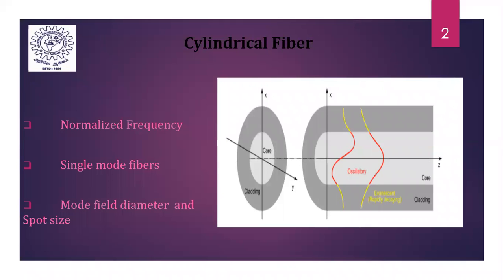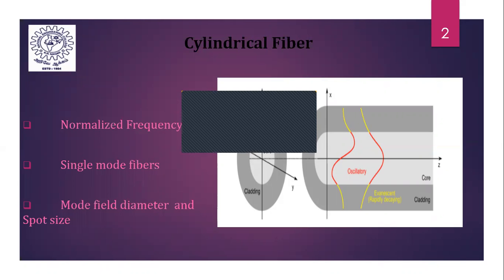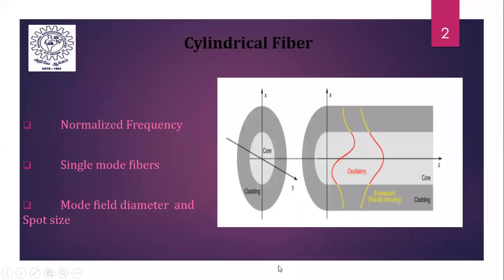In order for the mode to remain in the guide, the propagation factor beta must satisfy the condition N2K should be less than beta, and beta should be less than N1K. So we know the refractive index, right? N1 is the refractive index of the core and N2 is the refractive index of the cladding, and K is the propagation constant, where K is equal to 2 pi by lambda.